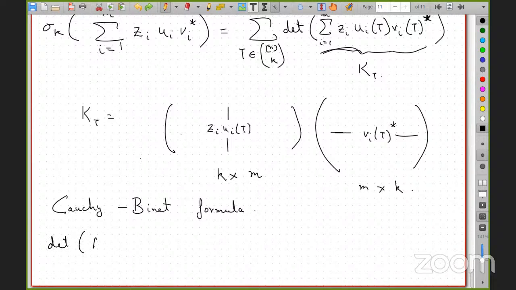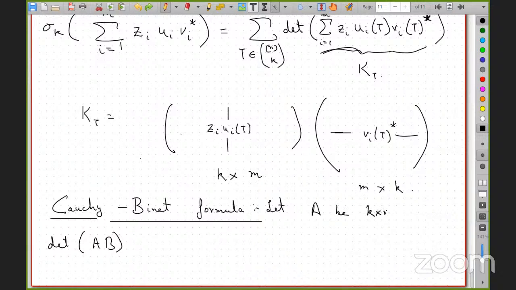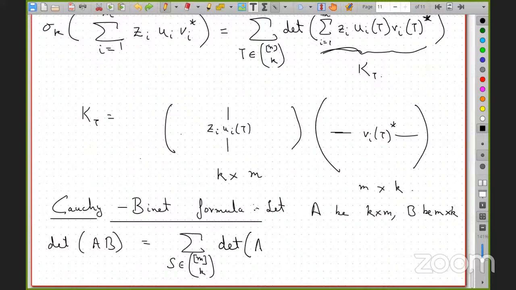Which says that the determinant of A times B, let A be K cross N and B be N cross K, then the determinant of A times B is exactly the sum over all subsets S of size K. You just choose the corresponding K columns of the left matrix, look at that determinant, the determinant of the submatrix obtained by choosing the columns in S, and multiply that by the determinant of B obtained by choosing the corresponding rows.